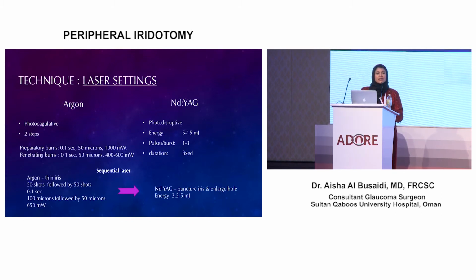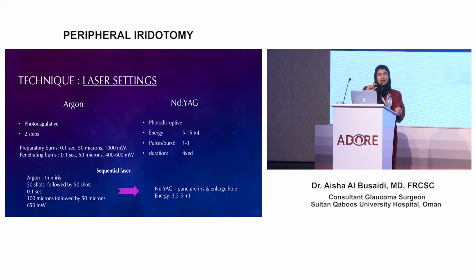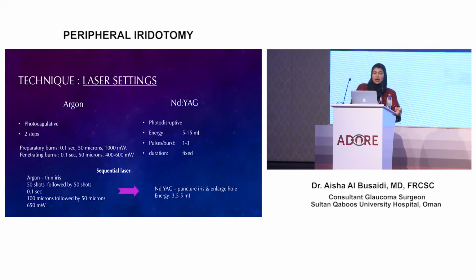However, I find in our eyes, in the GCC at least, where I come from, the irises are very thick. So it's beneficial to use a sequential laser, in my opinion, where you pre-treat the eye with argon and then use an ND-YAG. What I do is thin the iris and char it with 50 shots of 0.1 seconds, 100 microns, 650 milliwatts, and then I follow it with another 50 shots, going down on the spot size to get concentrated thinness centrally. Then I easily perforate with the ND-YAG laser, even using 3.5 millijoules, and I find that very useful in our eyes.